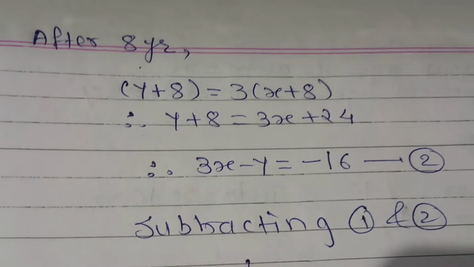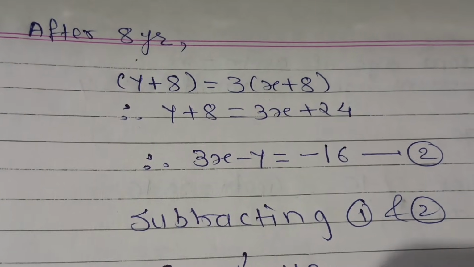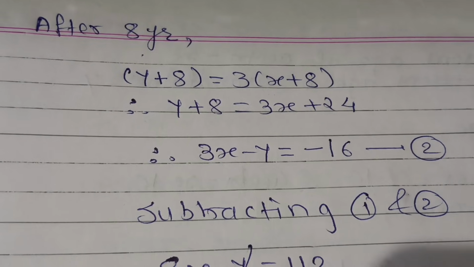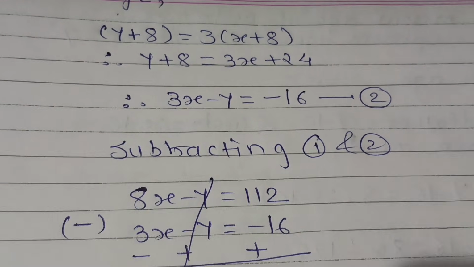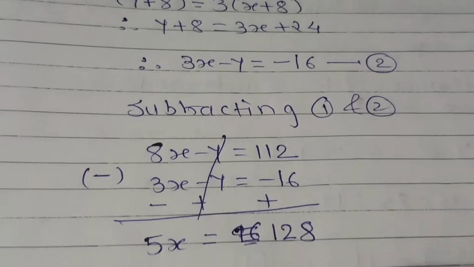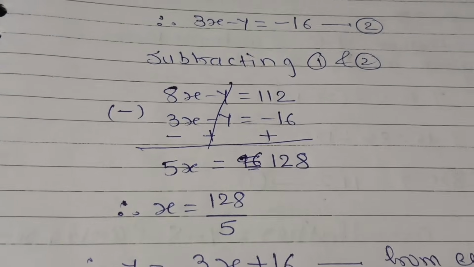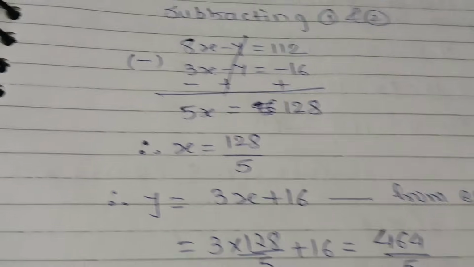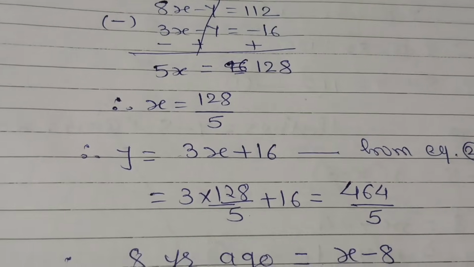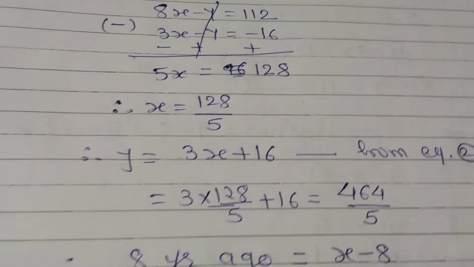After 8 years, the grandfather will be y plus 8 and Geeta will be x plus 8. By the given condition, y plus 8 is equal to 3 times Geeta's age. Putting the values, we get a second equation. Now we subtract equation 1 and 2. We get the value of x as 128 by 5. Now put the value of x in the equation and we get the value of y, that is 464 by 5.